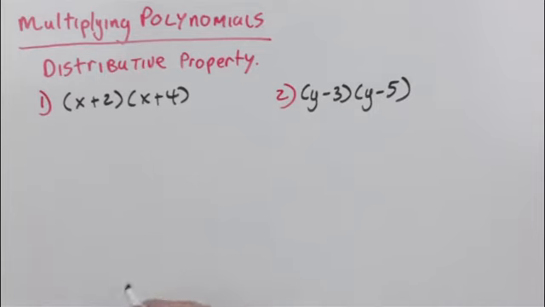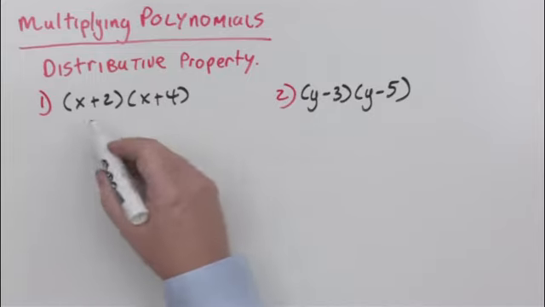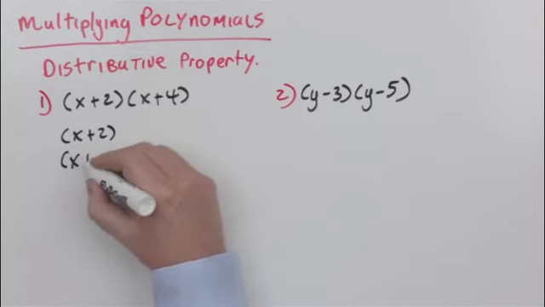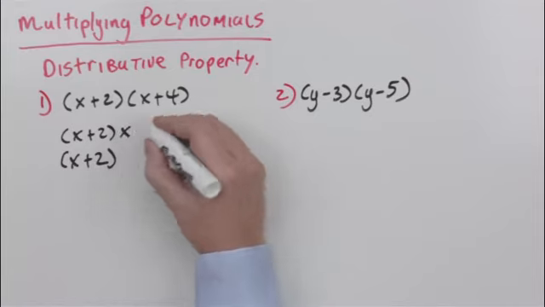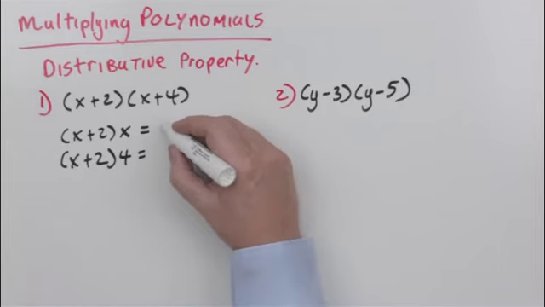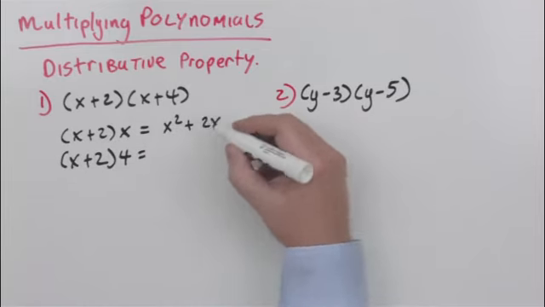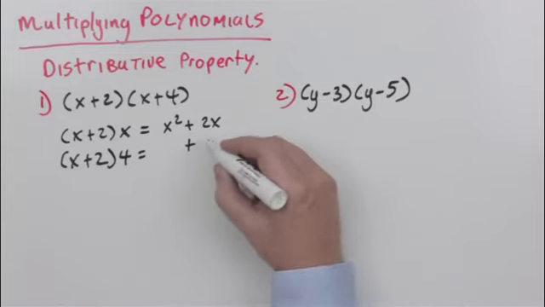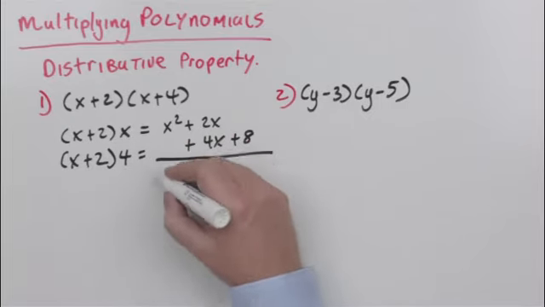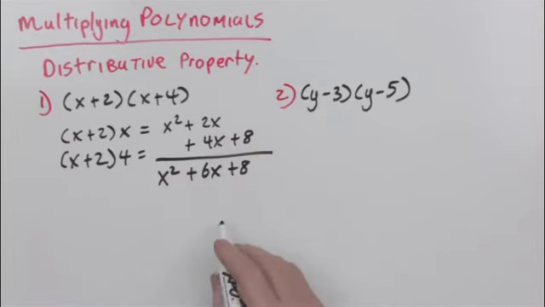The first way to multiply polynomials is using the distributive property, because I could distribute the x and the 4 into x plus 2. So let's write down x plus 2 twice. And I'm going to distribute first the x in it and then the 4. Let's multiply that out. x times x is x squared. x times 2 is 2x. Great. 4 times x is 4x, right under the common term, and 4 times 2 is 8. Let's add these together: x squared plus 6x plus 8.